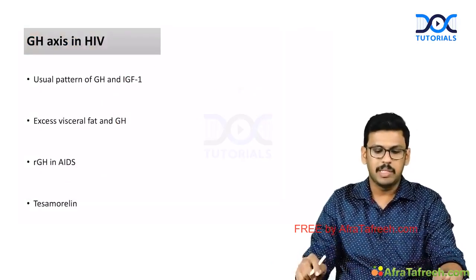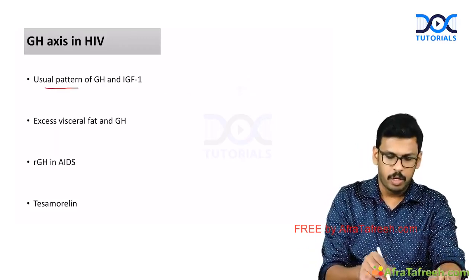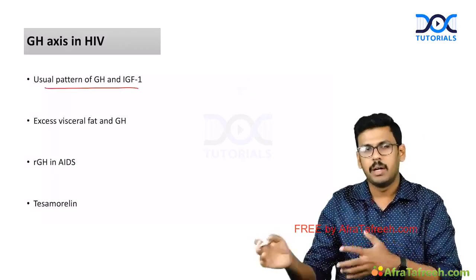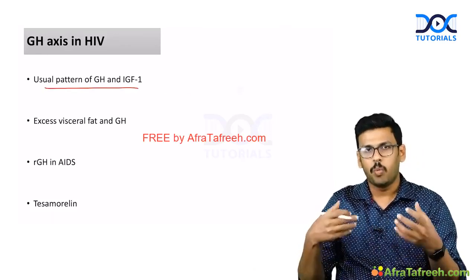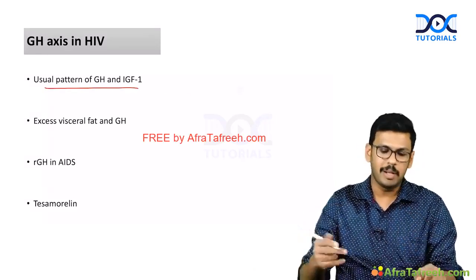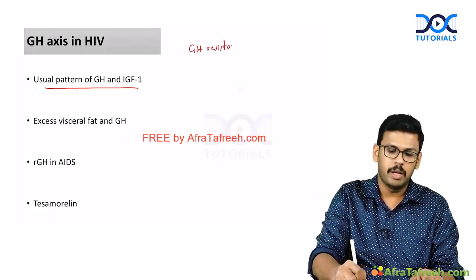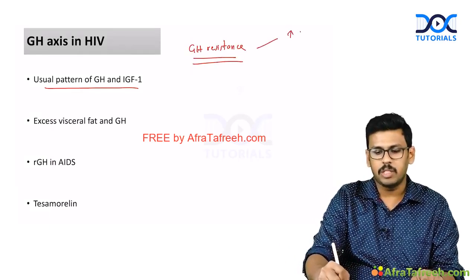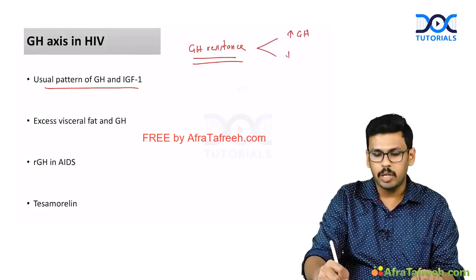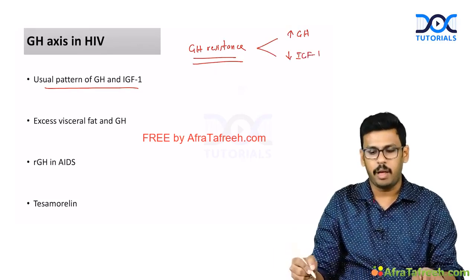Now, a very important question is the growth hormone axis in a patient with HIV. So, till now we have been learning that HIV is a pro-inflammatory state. What usually happens in a pro-inflammatory state is growth hormone resistance. So, the feature of growth hormone resistance would be increased growth hormone and reduced IGF-1. This is the usual pattern that you will expect.